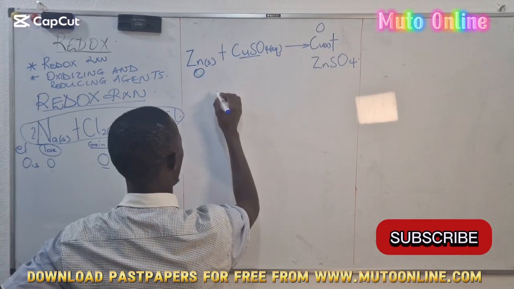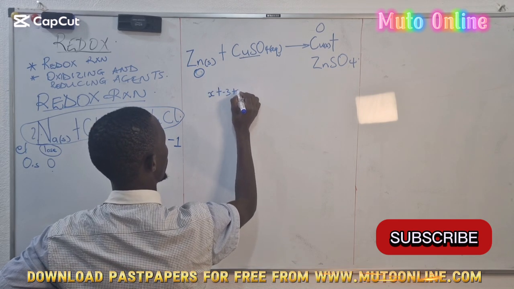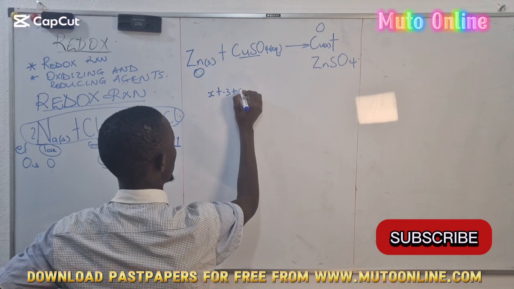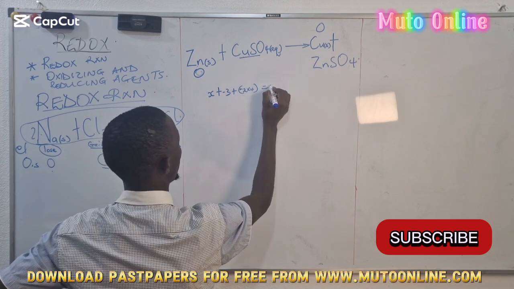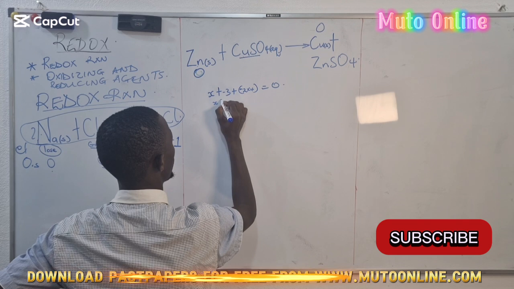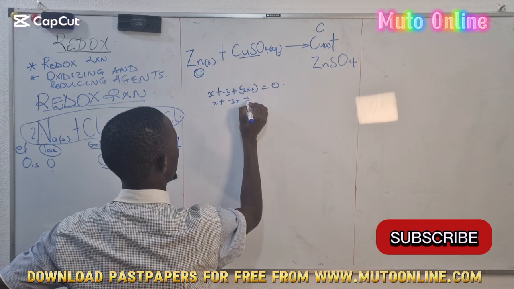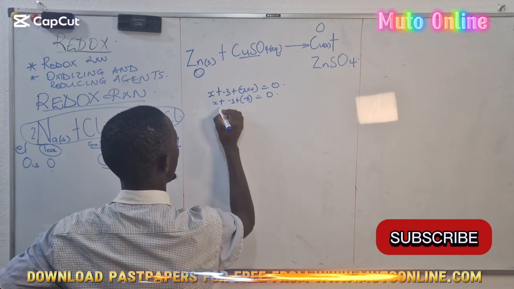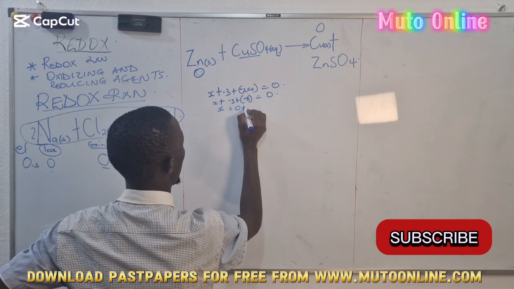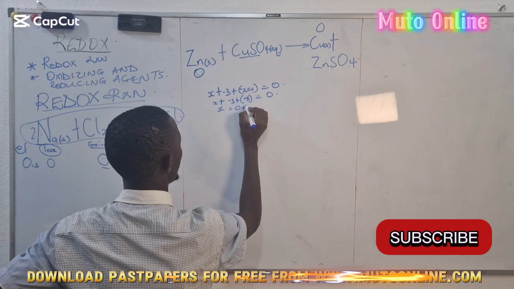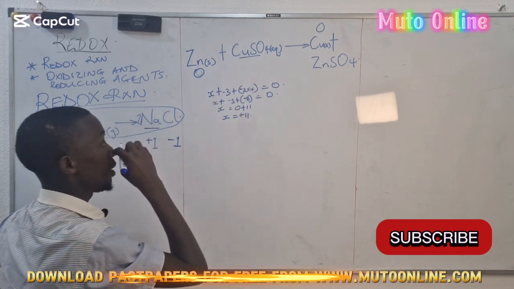We can calculate the oxidation state of this. Let's say it is X, plus that of sulfur, which is positive 6, plus that of oxygen, which is negative 2 times 4, giving us 0. X is negative 3, plus negative 8, giving us 0, giving us our X as 0, plus this is 11, giving us an oxidation state of positive 11 in this compound, copper 2 sulfate.